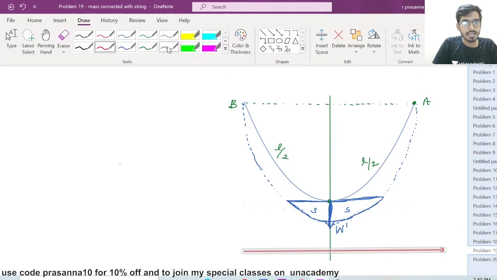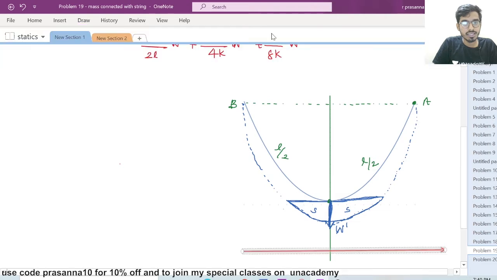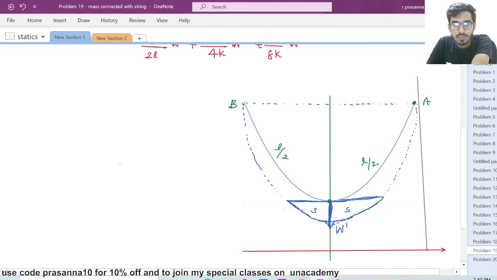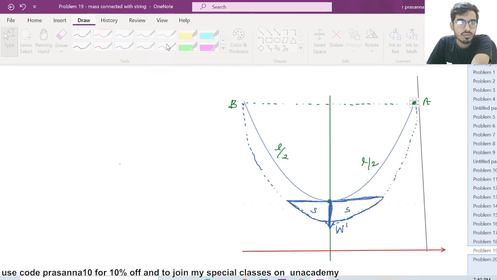We will also make a tangent at A. So let us make a tangent at A. Actually, I'm facing some issues with my pen tab. Okay, let me mark this as tangent at A.